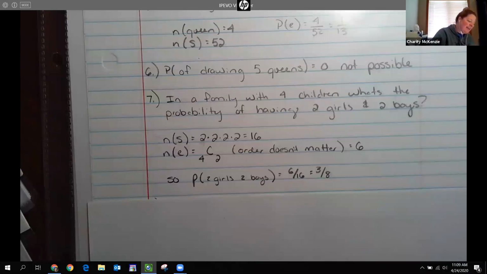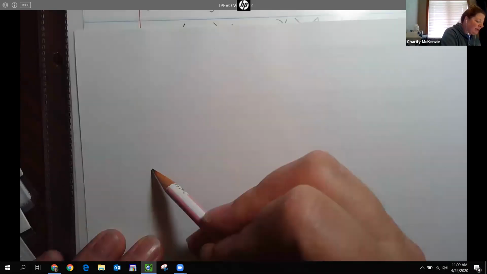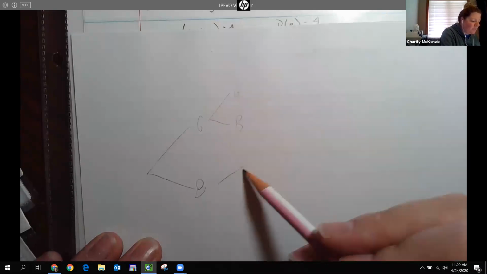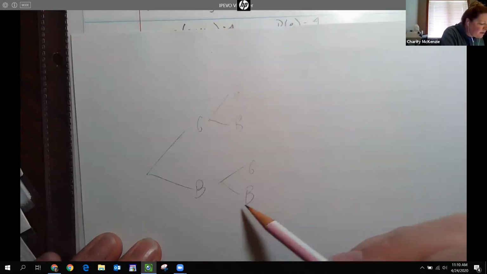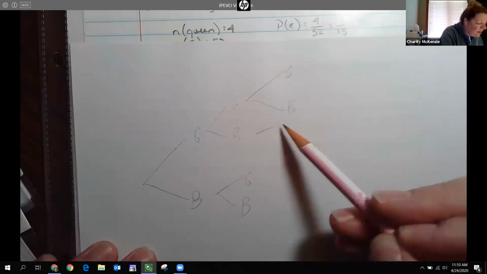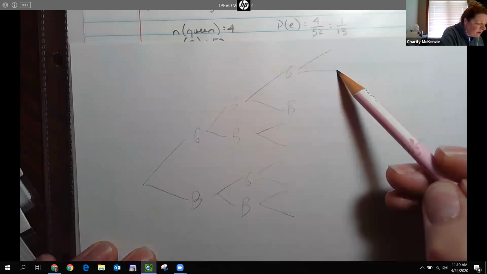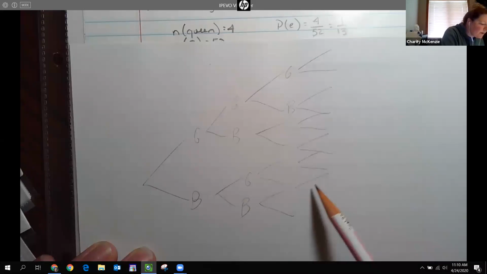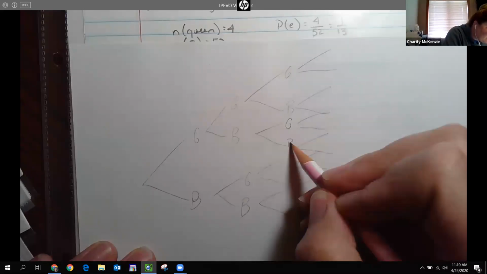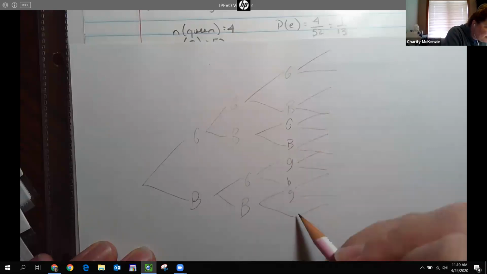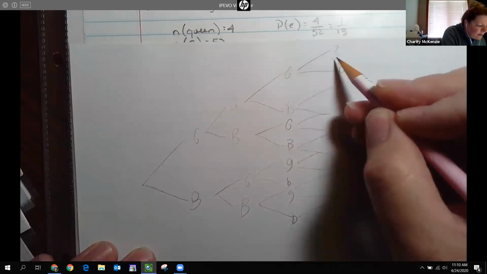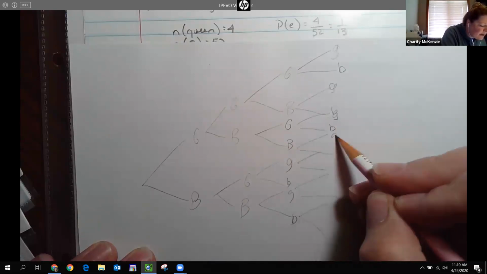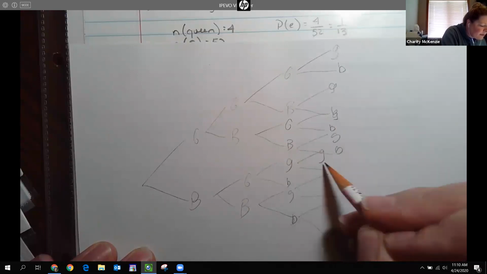The only other way I could think of is if we did the tree, which would just be girl, boy, girl, boy, and so on. Ooh, man, there's a bunch of them. All right, girl, boy, girl, boy. Those ones are kind of blended there. This one too, girl, boy, boy, girl, boy.